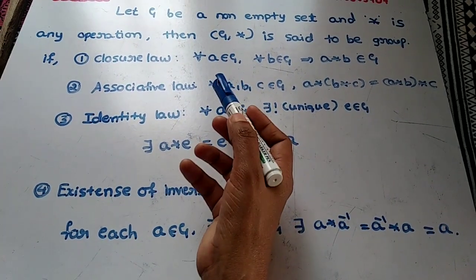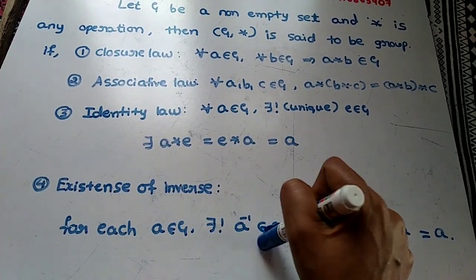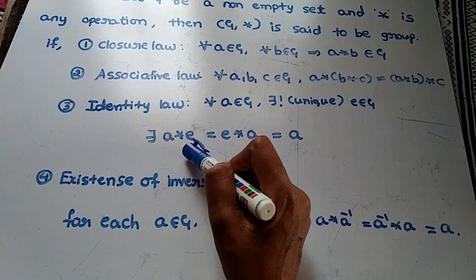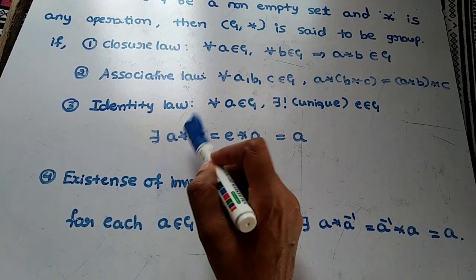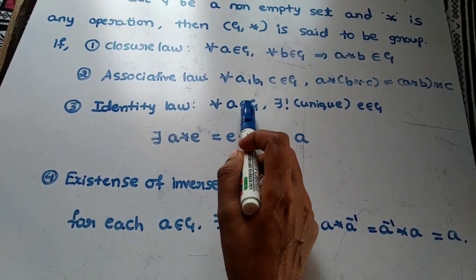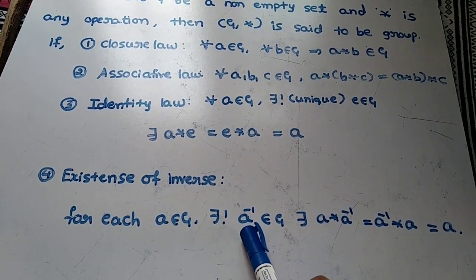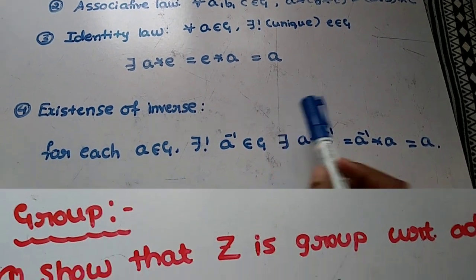Okay, so here you have to keep remembering these things. Associative law means what and identity law means what. These conditions are very important, and you have to remember them. If an element belongs to G, then the identity also belongs to G. If an element belongs to G, then there exists an inverse, and it should belong to G. Got it? Let us see an example.